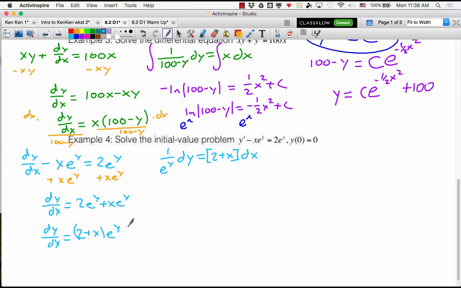And now I can integrate, but what's going to be easier to integrate is to rewrite this. I'm going to write it as e to the negative y. Isn't 1 over e to the y just e to the negative y? Can you agree with that? Okay, so if I just integrate, what's going to be the integral of e to the negative y?